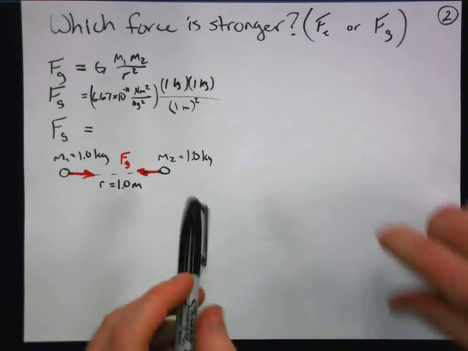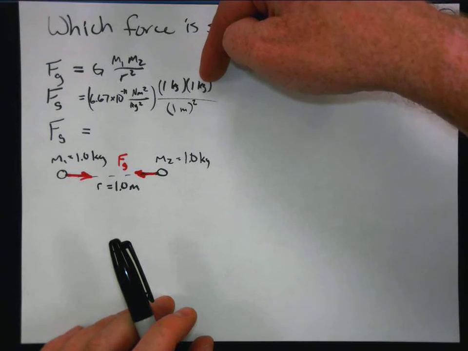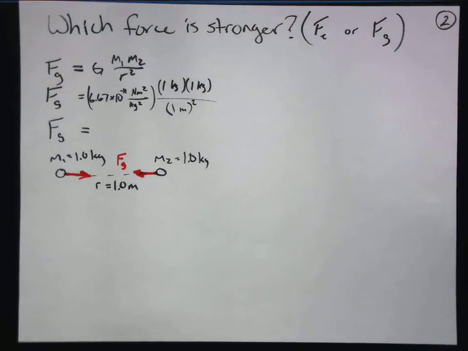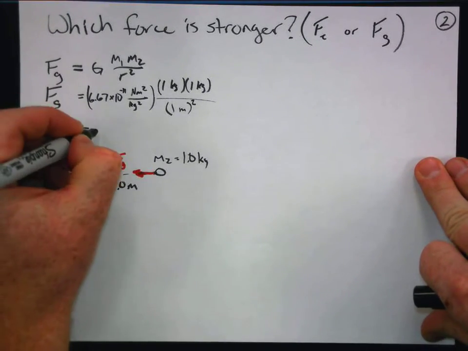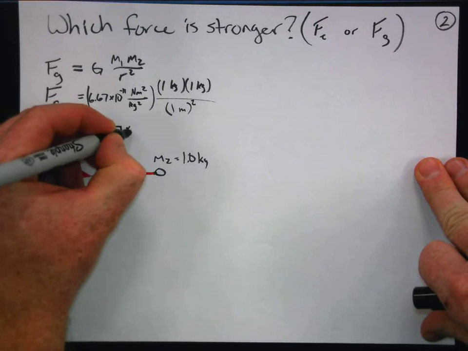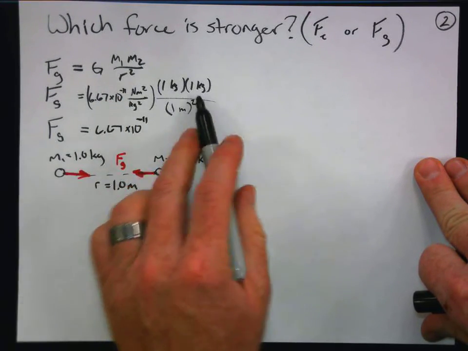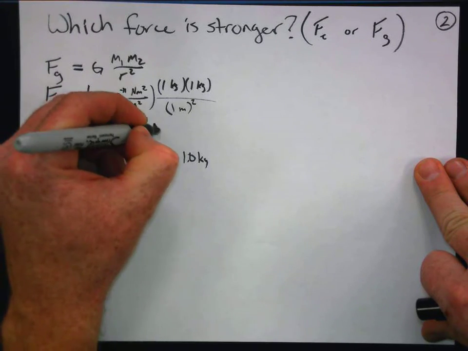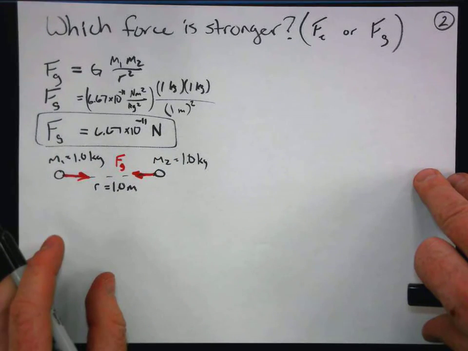Well, okay, 1 squared is 1. 1 times 1 is 1. 1 on top, 1 on the bottom. 1 divided by 1 is 1. So the answer, I can save myself a bit of math. The answer is just this number, 6.67 times 10 to the negative 11. And now the units do almost all cancel out. I have a force, which means the units I am left with are just newtons. So that is the strength of the gravitational force between these two masses.